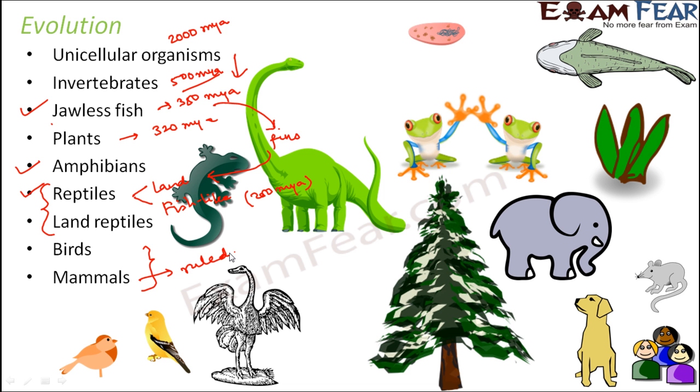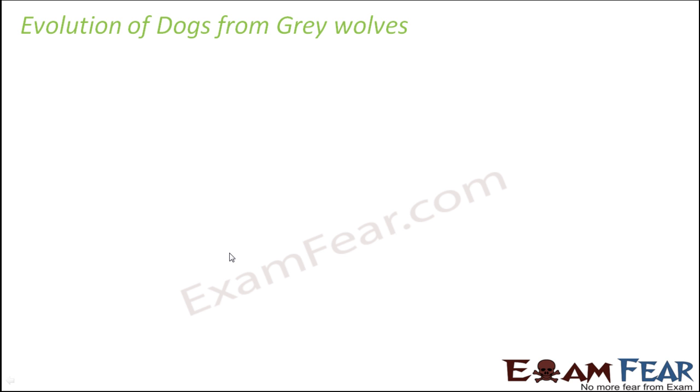However, we are not going to discuss the evolution of each and every mammal right here. Maybe if you study this later in your higher classes, you will learn about the evolution of each and every mammal. So here we will spend some time understanding our evolution, understanding the evolution of human beings, how human beings evolved. So let us quickly look at the evolution of dogs from grey wolves, as I said.